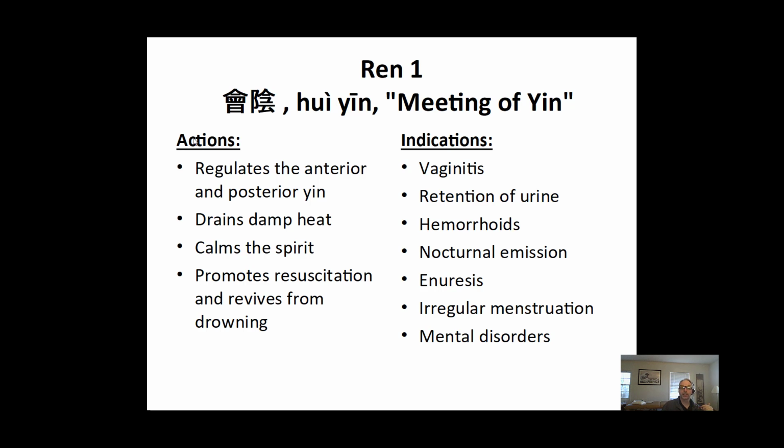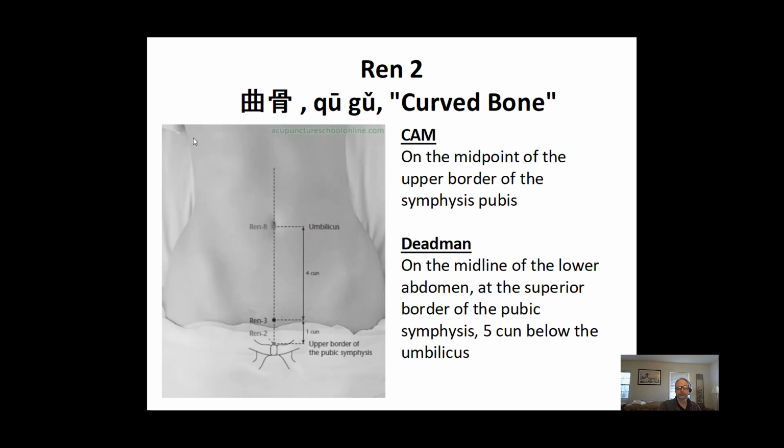Obviously, you're never going to use this point that way. There's other points that will resuscitate a drowned victim other than Ren 1. Can you imagine doing Ren 1 in public for someone who's drowned? They would totally think you're crazy. Pretty sure you'll get arrested.